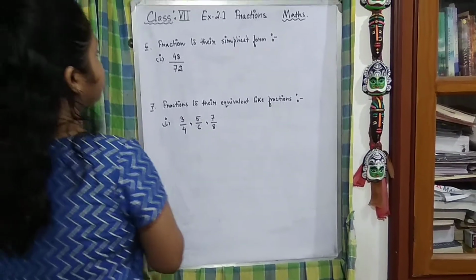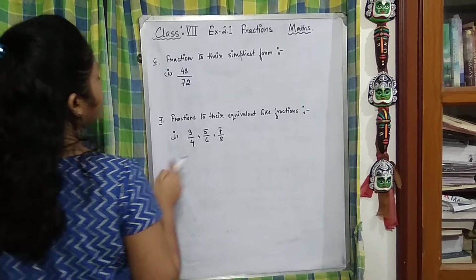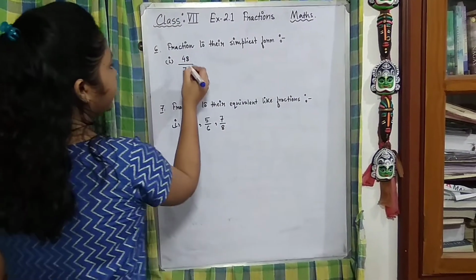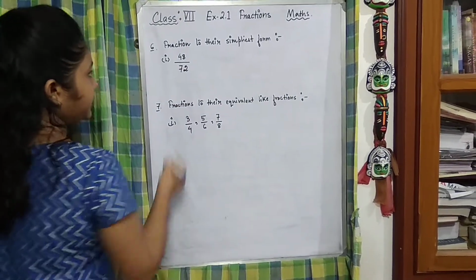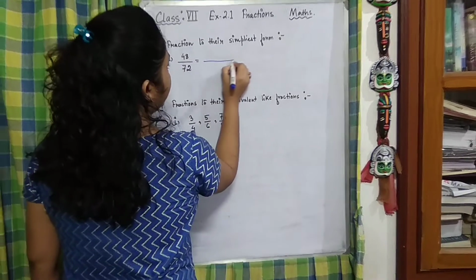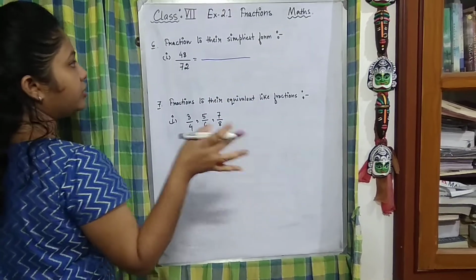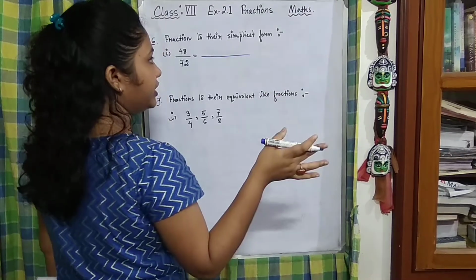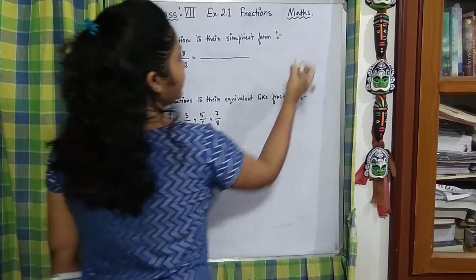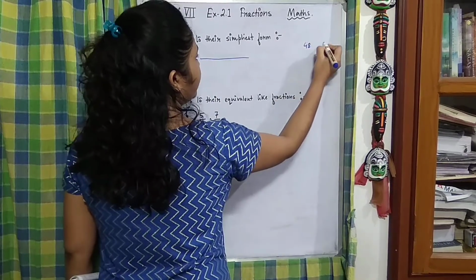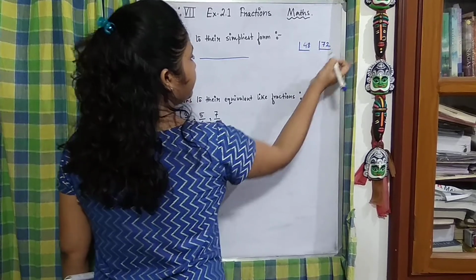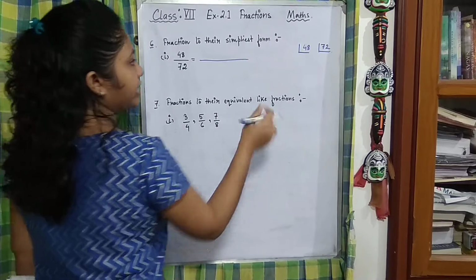In number 6, it is said to convert the fraction to its simplest form. Now 48 by 72 has been given. How do we convert them into their simplest form? First of all, there are certain procedures. You can follow any procedure convenient to you, but I am going to show you one procedure where we are going to simplify 48 and 72 into their factor forms. So we are going to break it into their factors.